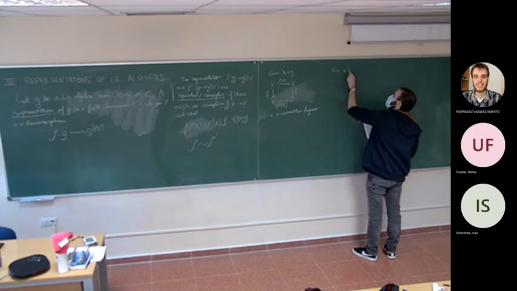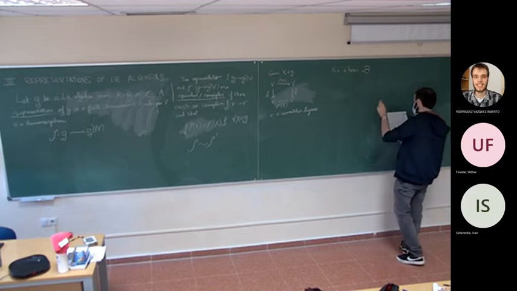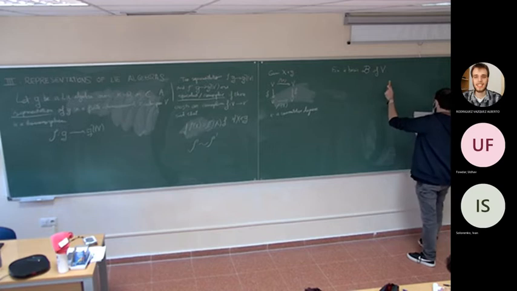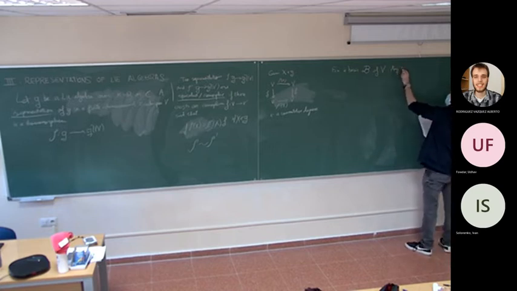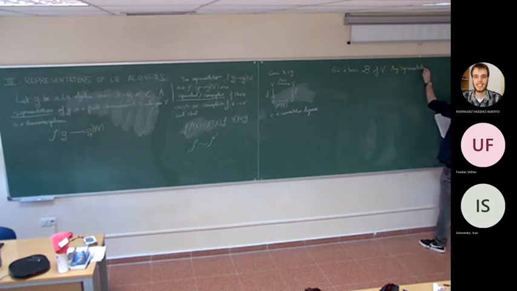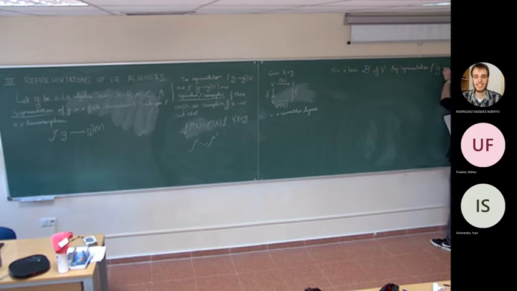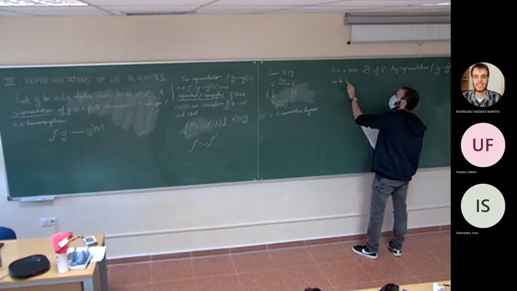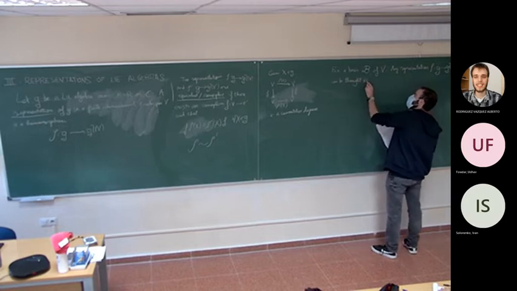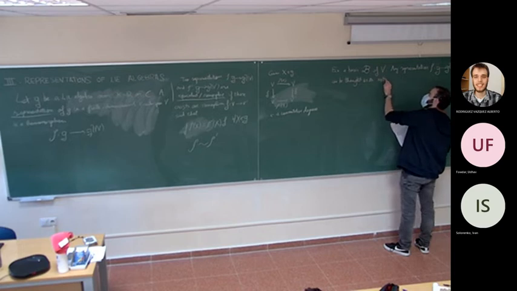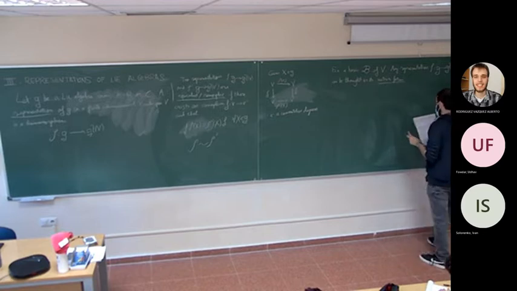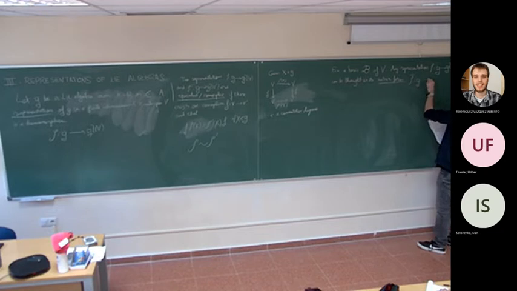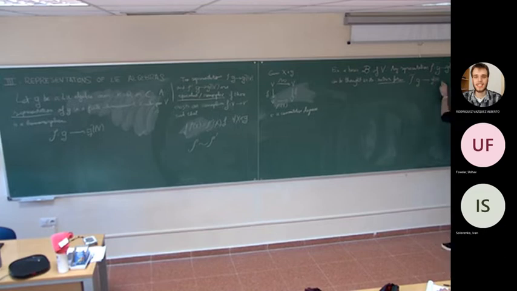So fix a basis, which we will write as calligraphic B. Then any representation of G over V can be thought of in its matrix form, which I'll write as rho bar, going from G to the Lie algebra of matrices GL N K, where N is the dimension of V and K is the base field.